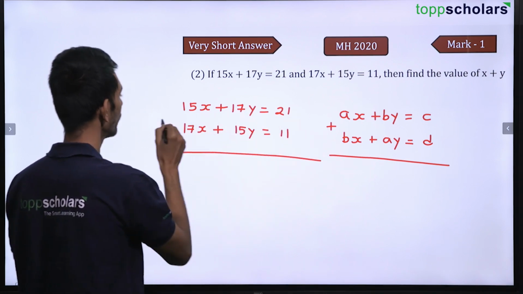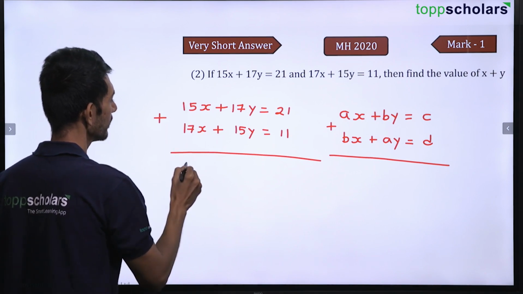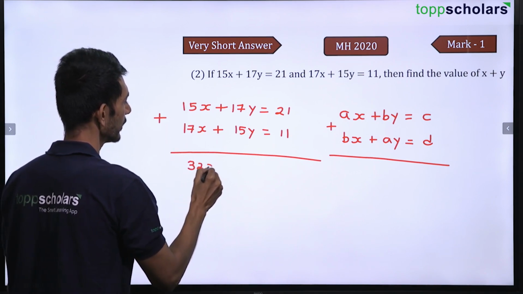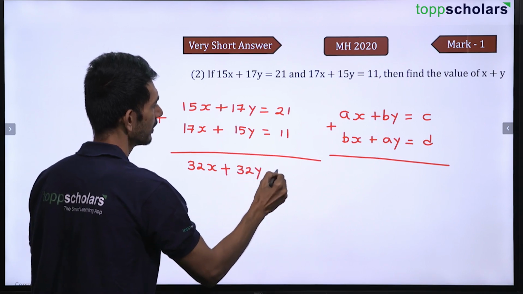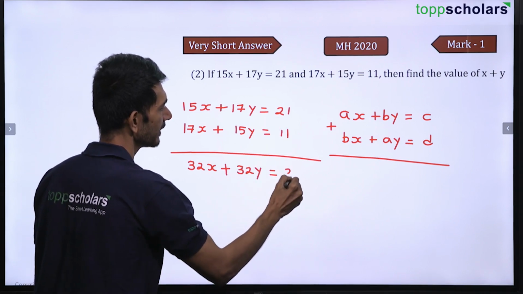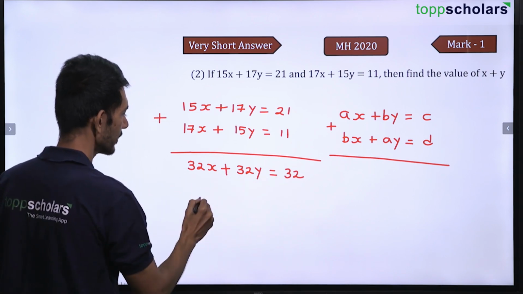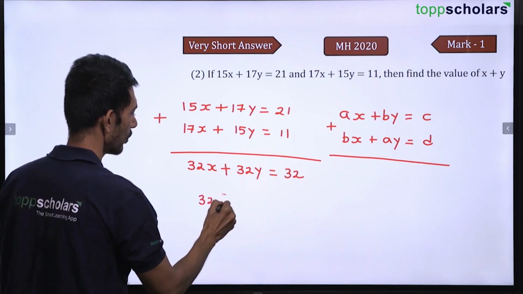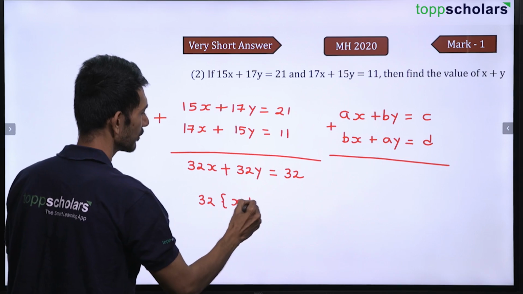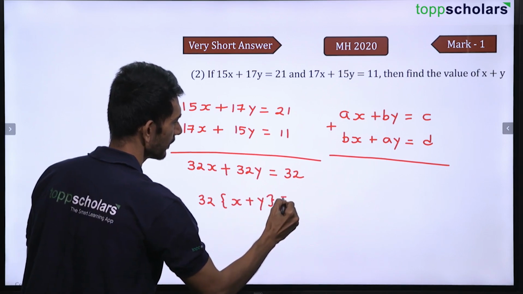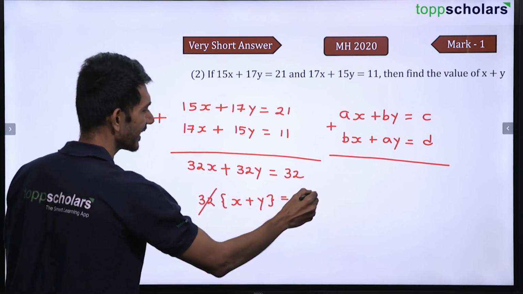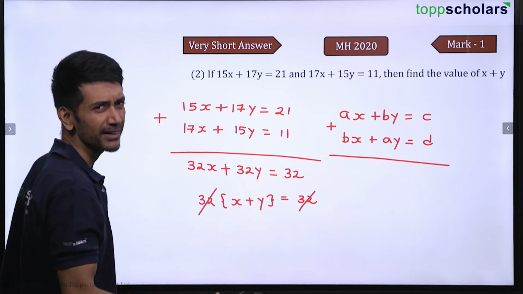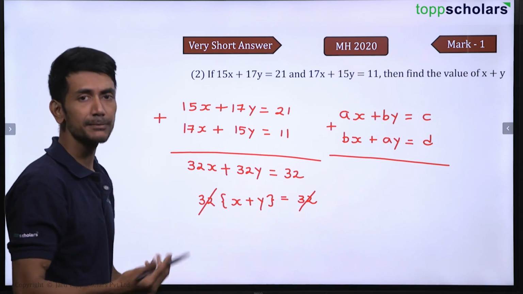If I add both of them, what will happen? 15 plus 17 is 32, so 32x plus 32y is equal to 21 plus 11, which is 32. Now if I take 32 common, I'll get x plus y inside the bracket, that is equal to 32. Now 32 gets cancelled, or you divide by 32 basically. So I'll get x plus y is equal to 1.